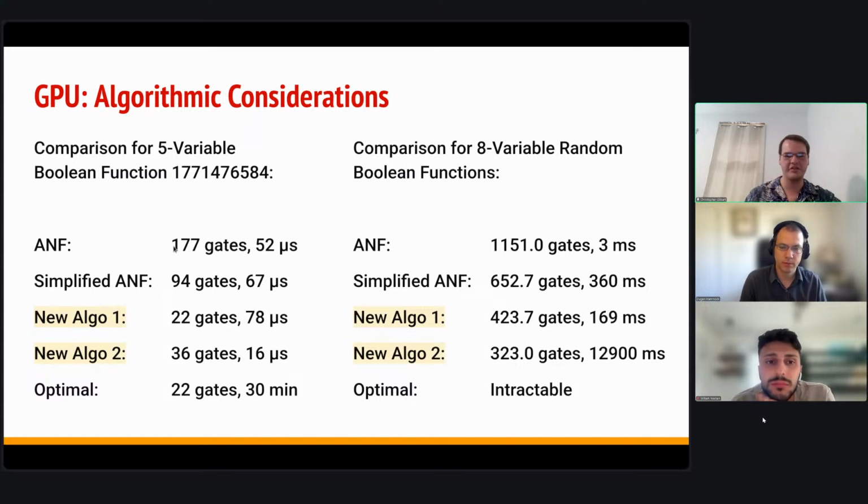And for much larger functions, we see that same sort of effect. A simplified ANF has 650 gates and takes 360 milliseconds to compute.